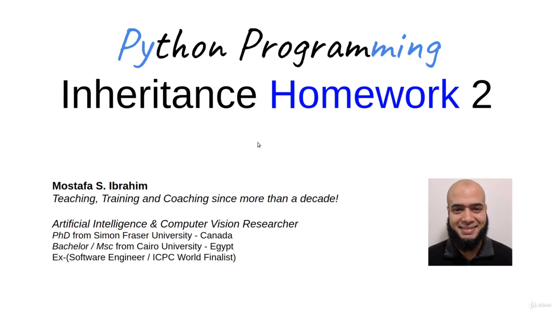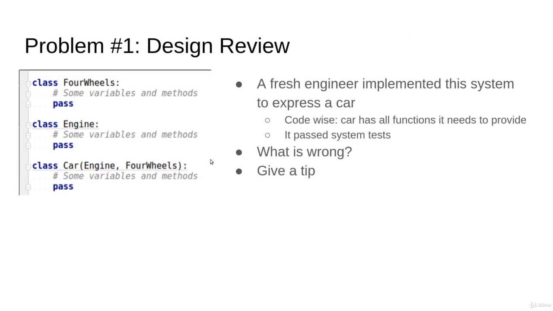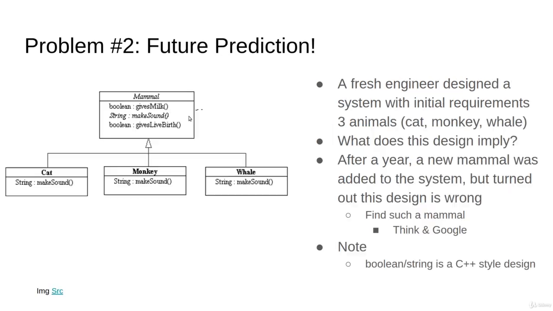Homework set number 2, it's more of a design issues. One of the guys implemented the following system to represent a car. I would like you to read and understand it and notice that code-wise everything is working well for now, but there is still something wrong. What is it? And give a tip for the guy who did this code.